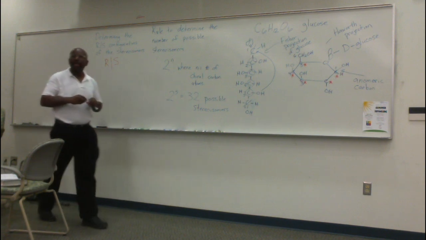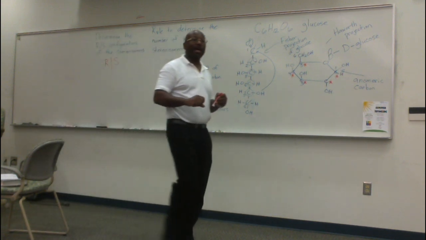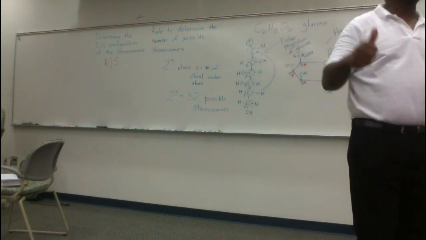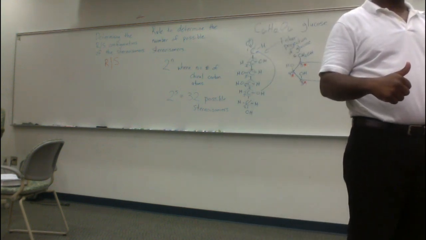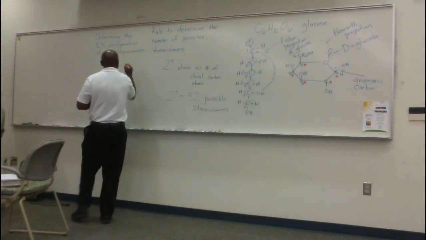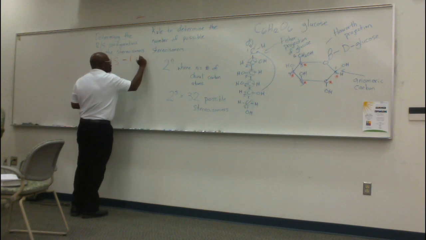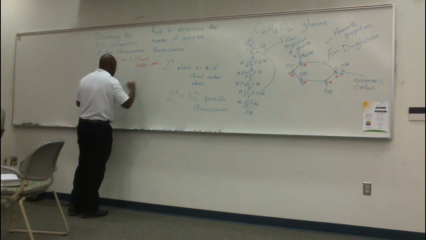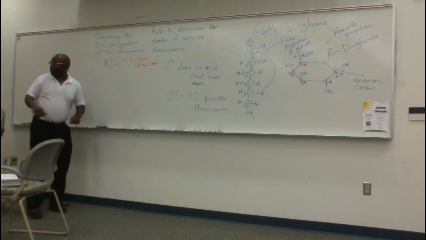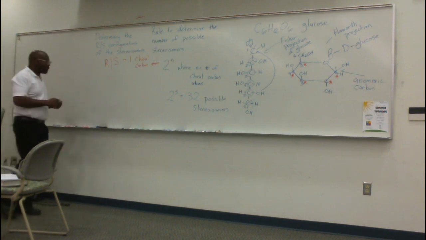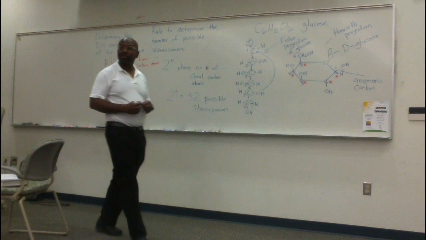If I had one chiral carbon atom, I would have two stereoisomers. One would be R, another one would be S. One chiral carbon atom. If I had two chiral carbon atoms, how many letters would I need?